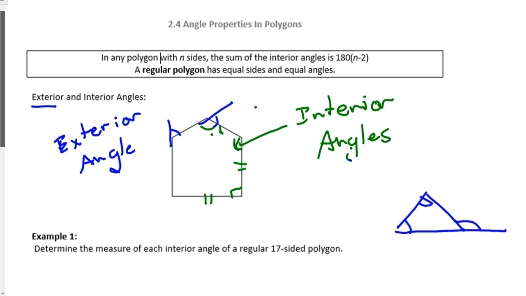So now we're going to look at polygons, and remember, regular polygons. That means the angles and the sides all have to be equal. Not necessarily that all the sides have to be equal to the angles, but all angles have to be equal to one another, and all sides have to be equal to one another. So let's take a look at our first example.